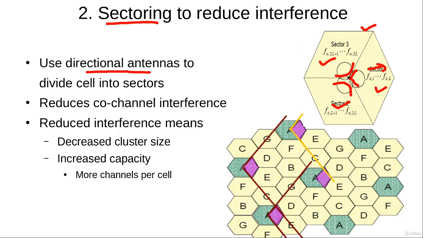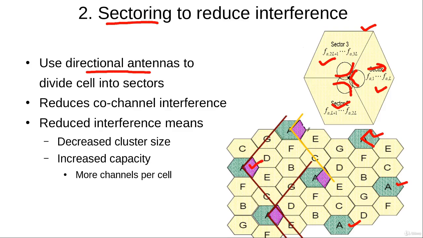So here A is the name given to the cells that are using the same frequencies, and we are using sectoring to divide the cell A into three sectors. So this cell A is divided into three sectors, this cell A is divided into three sectors, and these cells would also be divided into three sectors, although this is not shown here.